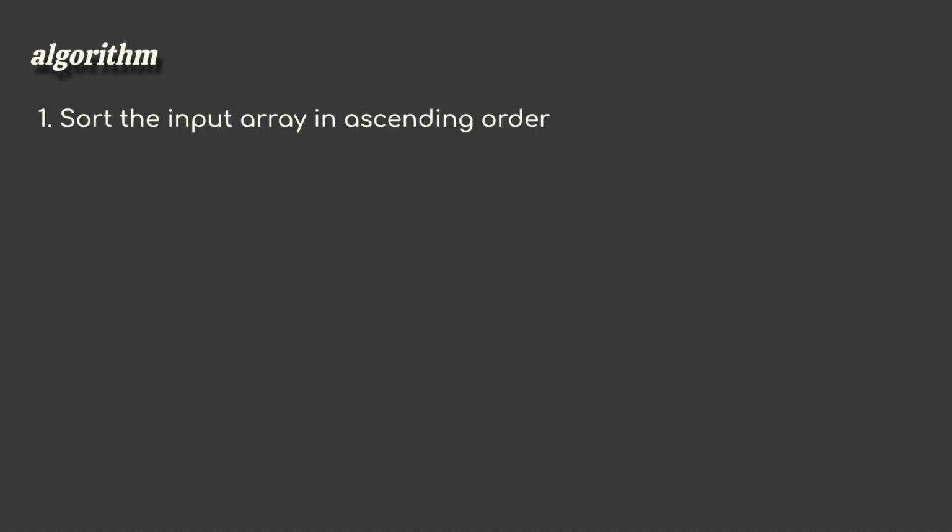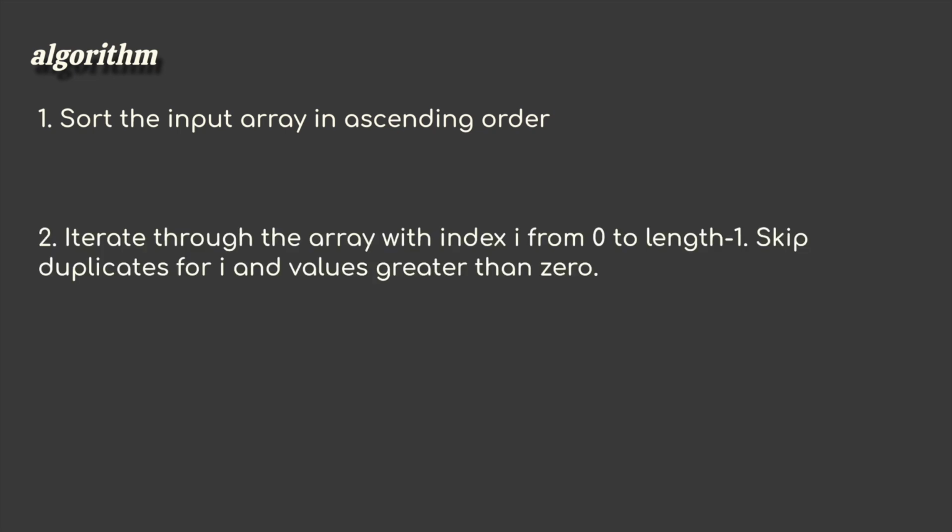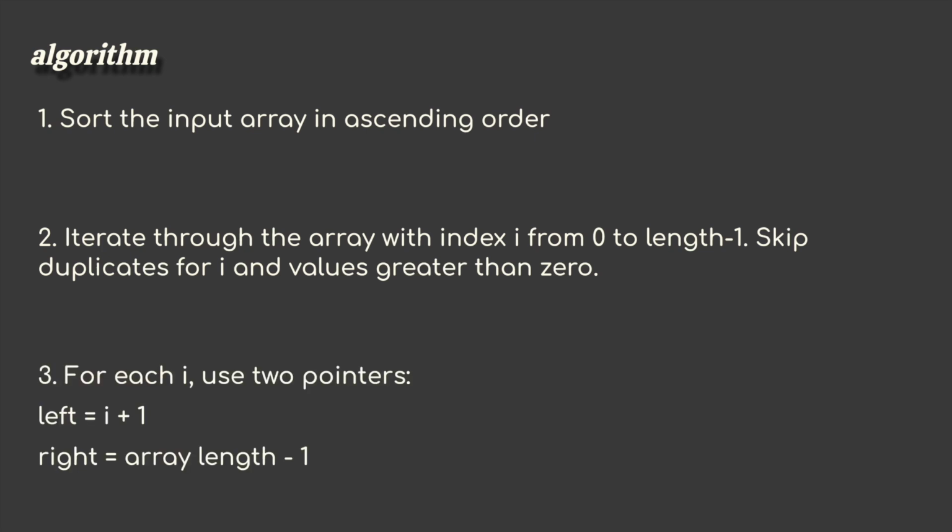We start by sorting the input array in ascending order. Then we iterate through the array with index i from 0 to length minus 1. We skip duplicates for i and values greater than 0. For each i, we use two pointers: left equals i plus 1 and right equals array length minus 1 to start.